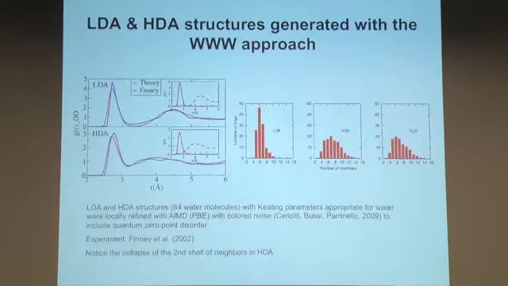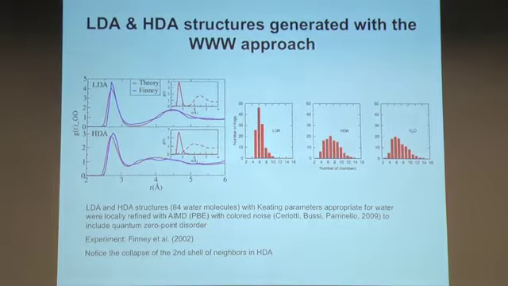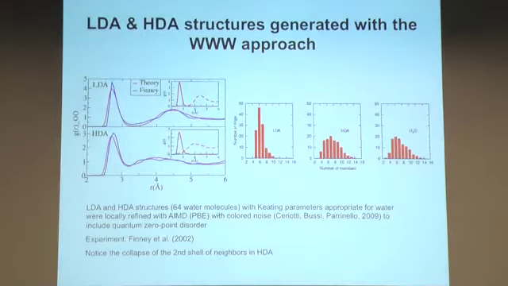So let me just say that one can use this simple model to actually generate true LDA and HDA structures that we can compare with experiment. In the previous one that I showed, this transparency was using just the Keating potential appropriate for silicon. Here we used a potential that is adjusted to ice.